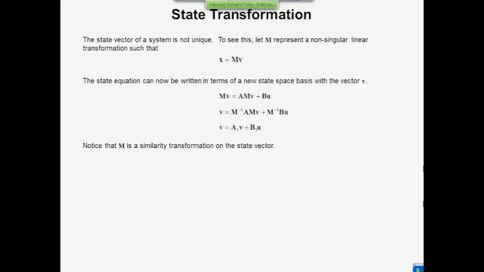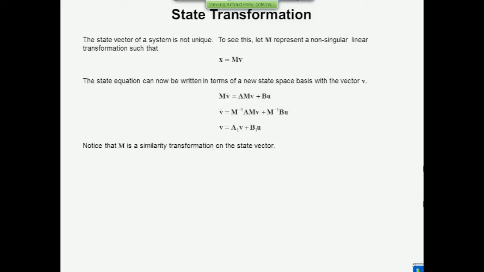Look, a similarity transformation on the state vector, plus M to the minus 1 times B times u. We've performed a similarity matrix transformation on the state vector, and guess what that M to the minus 1 A M matrix is going to be? It's going to be diagonal, and it's going to have the eigenvalues along the leading diagonal. Let's call it A1, and let's call M to the minus 1 B, D1.